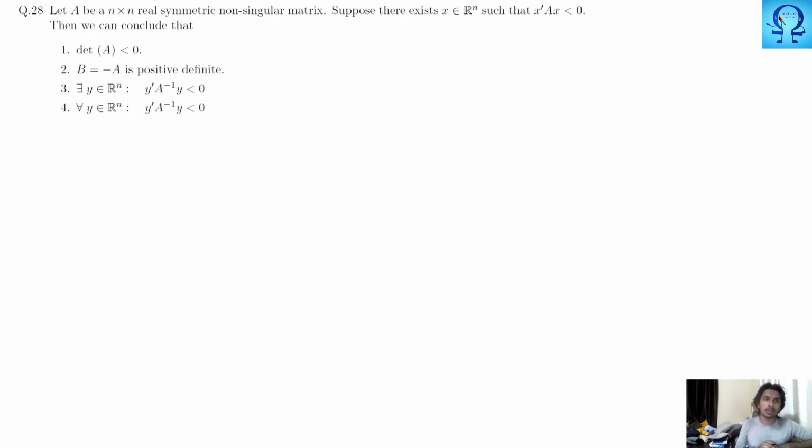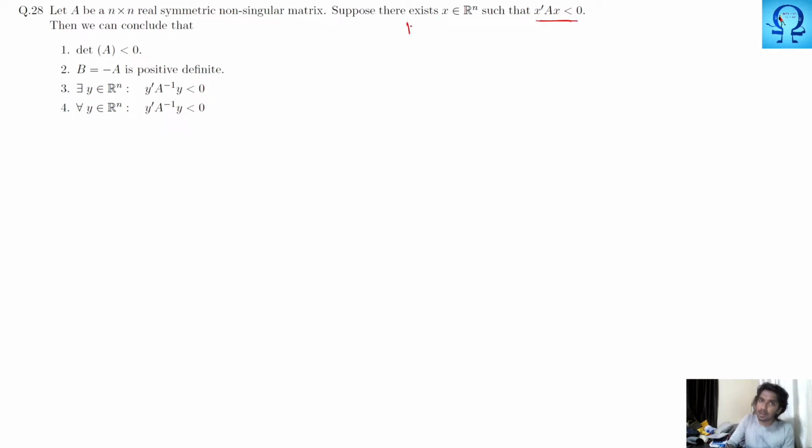In this question, it is given that A is an n by n real symmetric non-singular matrix. So the entries of the matrix are real. It is symmetric, therefore A transpose is the same as A. And non-singular, by which we can infer the determinant of this matrix is non-zero. It is given that there exists x in Rn such that this thing is happening.